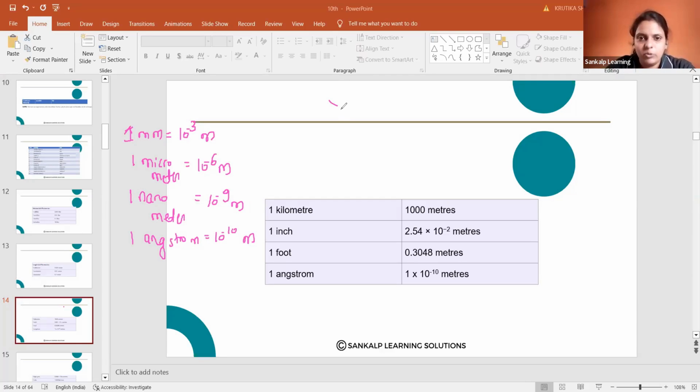In the same way, we can also see plus powers here. So suppose I have 1 kilometer. 1 kilometer is nothing but 1000 meter. Similarly, 1 gigameter. When we say gigameter it is 10 to the power plus 6, 10 to the power plus 6 meter. Okay?